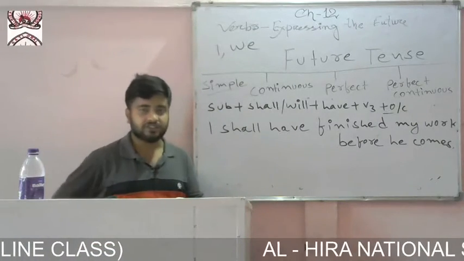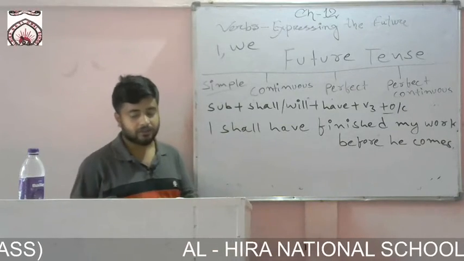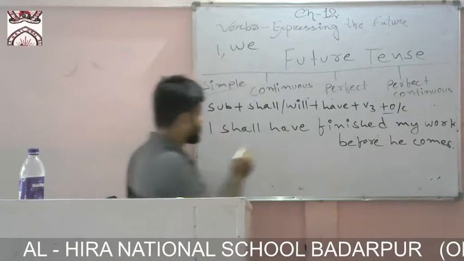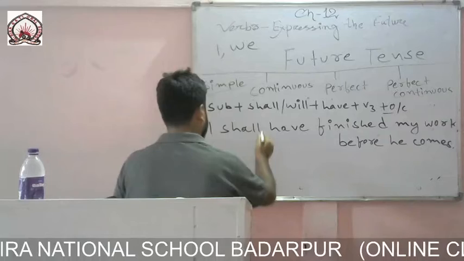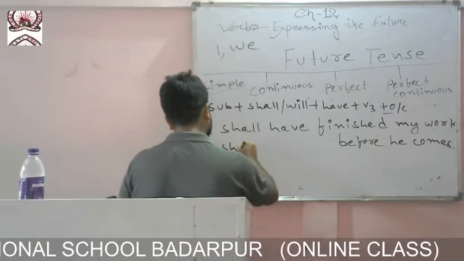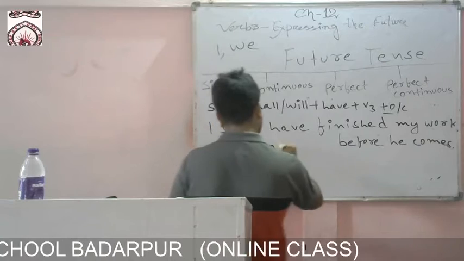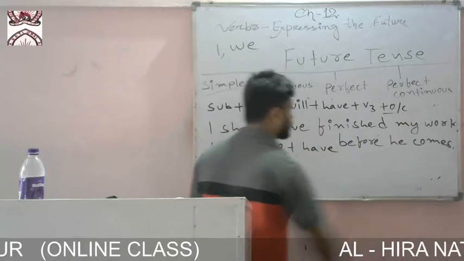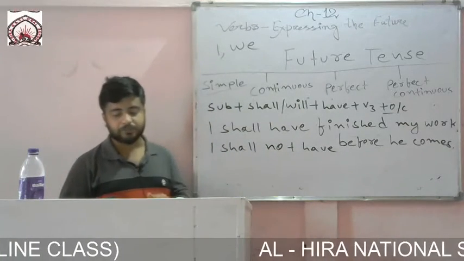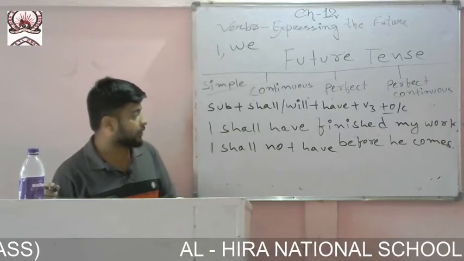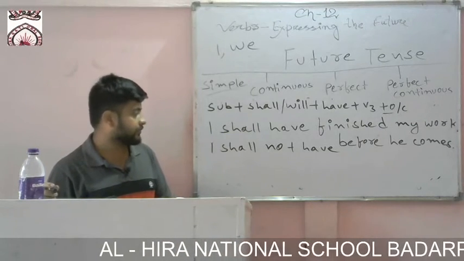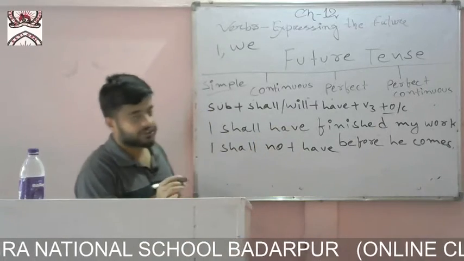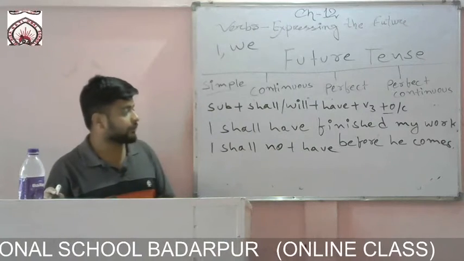Now if I want to change this to negative, then how will I change it? Very simple. Just put not after the auxiliary verb shall. I shall not have finished my work before he comes. Remember this. Just put not after shall and before have. I shall not have finished my work before he comes.